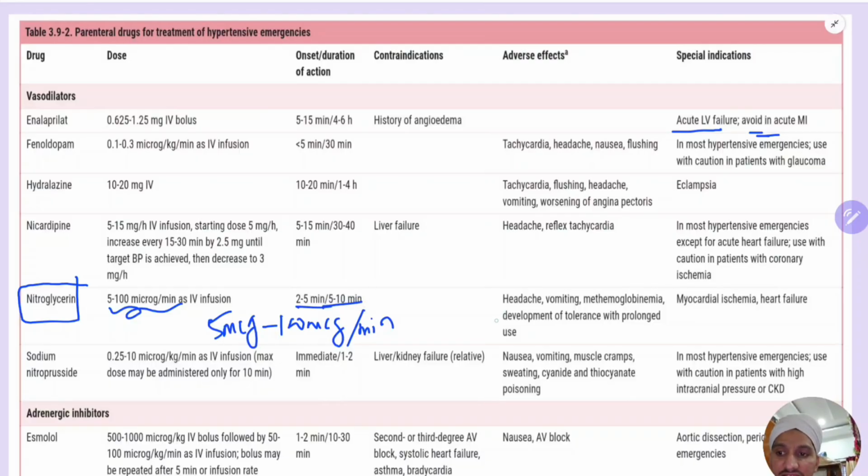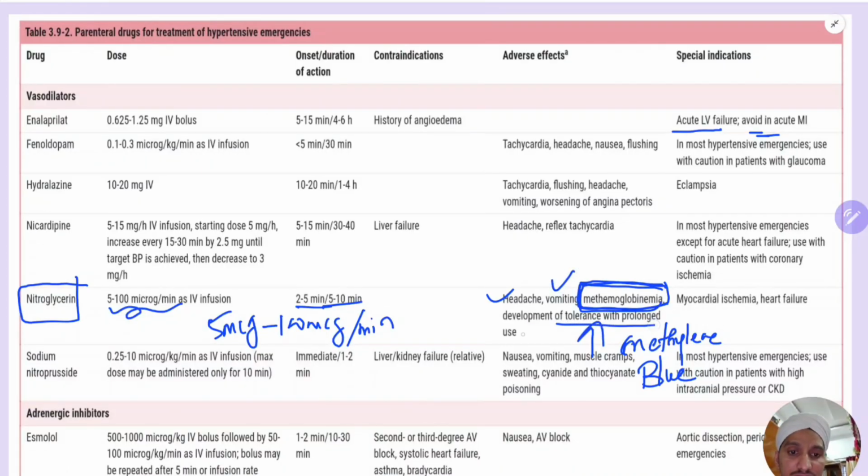Okay. So what can be the side effects? You remember nitrates. One important side effect is methemoglobinemia. What is the drug of choice to reverse this methemoglobinemia caused by nitrates? So it is IV methylene blue actually. Methylene blue, dye. Methylene blue is the drug of choice for this drug-induced methemoglobinemia. Okay, headache, because it is a vasodilator, that's why it's causing headache.